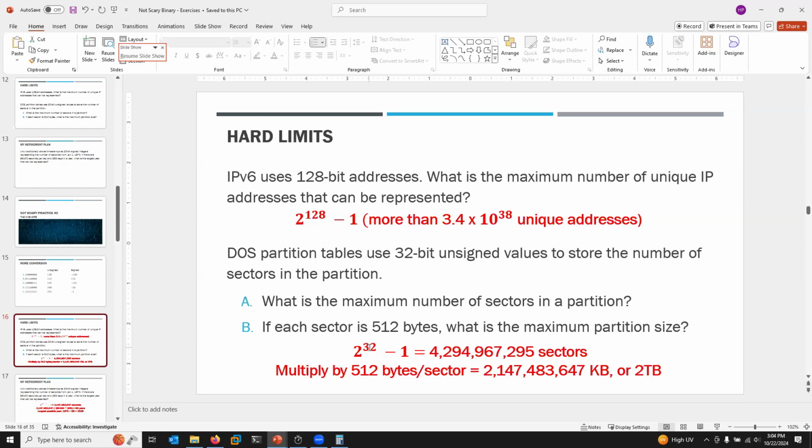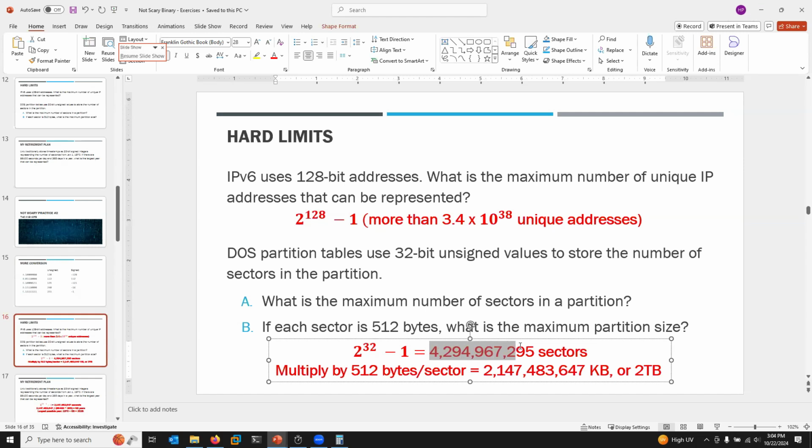Now, this DOS partition table thing is a little bit tricky for people. Okay, so 32-bit number of sectors in the partition, basically the partition length. So what's the maximum number of sectors? Well, it's going to be 2 to the 32 minus 1, which is that 4 billion value you see right here, right? 4,294,967,295 sectors. Okay.